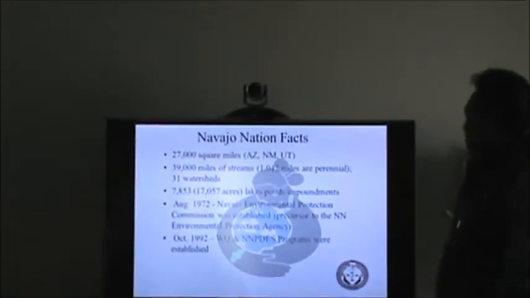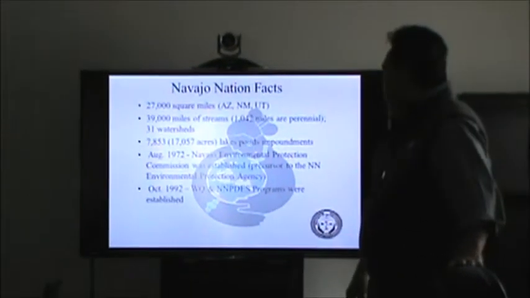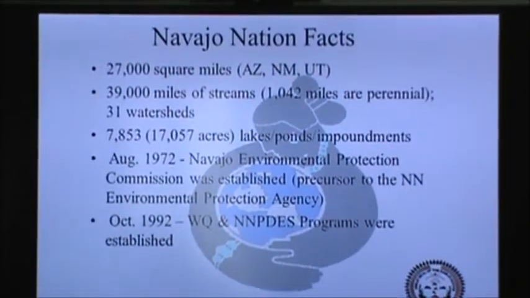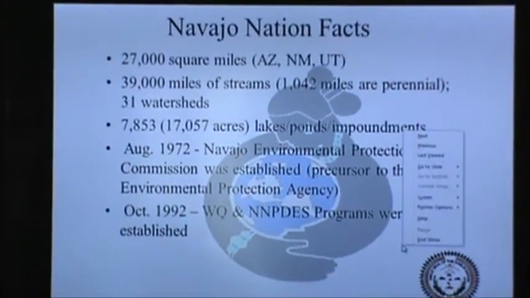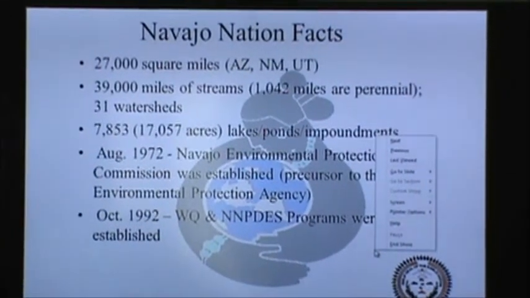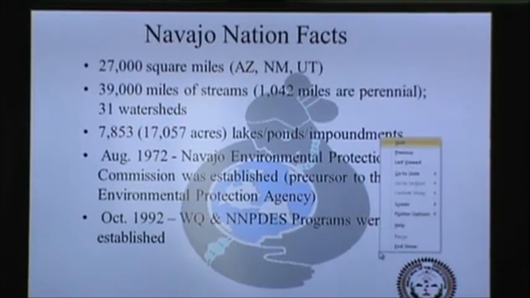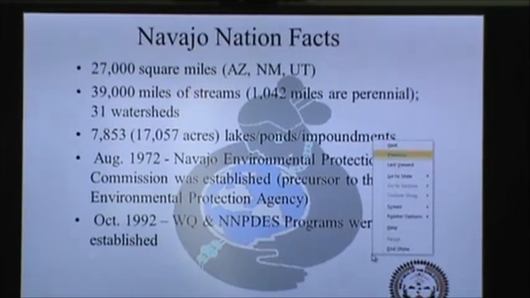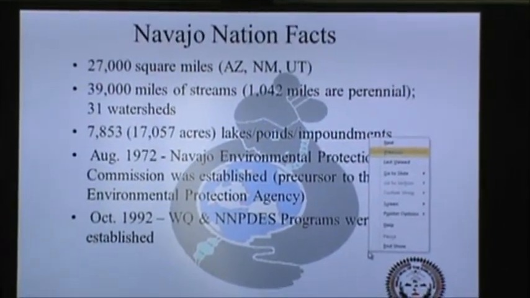The size of the reservation, we basically have 39,000 miles of streams and 1,042 miles of that are perennial, meaning there's water there year-round. The rest of it is basically ephemeral or intermittent, meaning that most of the streams are dry most of the year until they're fed through rain events or snow events. And there are 7,853 lakes and impoundments, basically little surface water features.